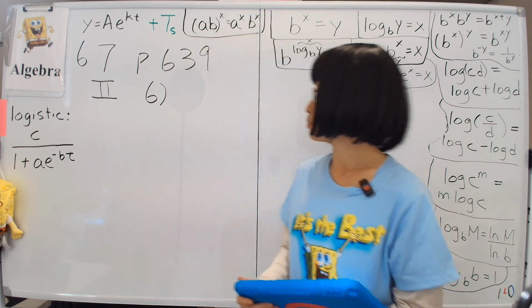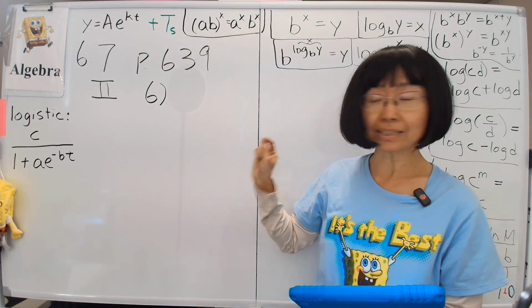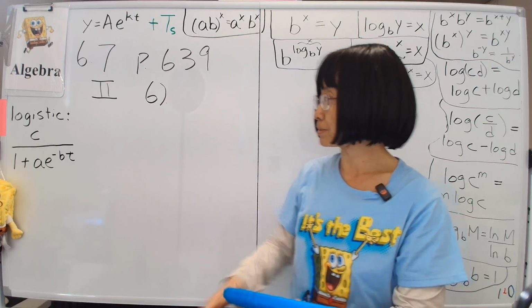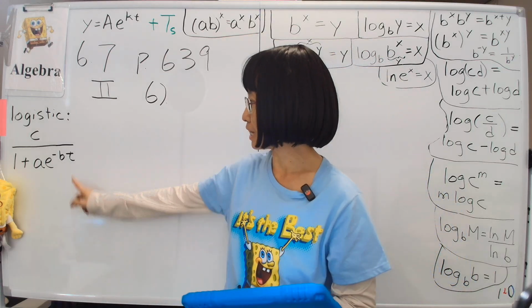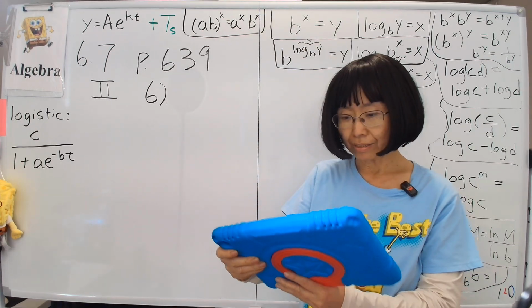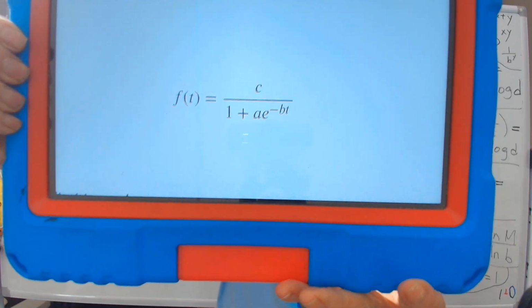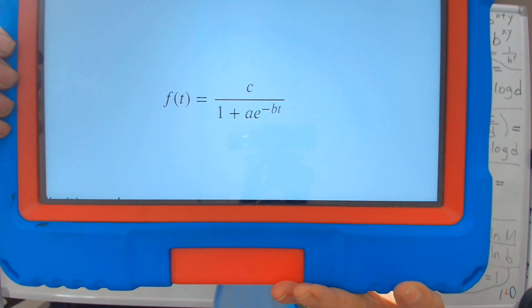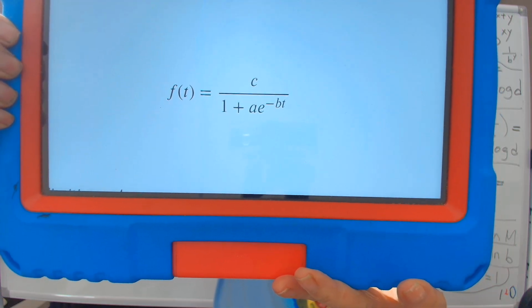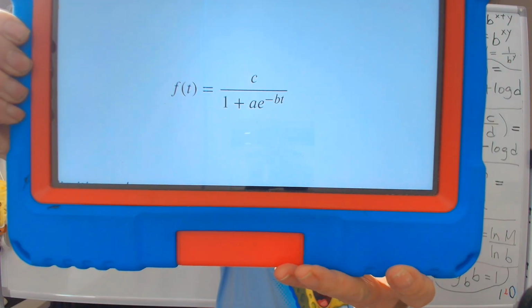Next, let's do example 6 on page 639. But first, we need to look at something called the logistic equation. I have written it right here. Now, the logistic equation on the same page is something like this, okay? And as you can notice, this looks similar, but quite a bit different from what we're used to.